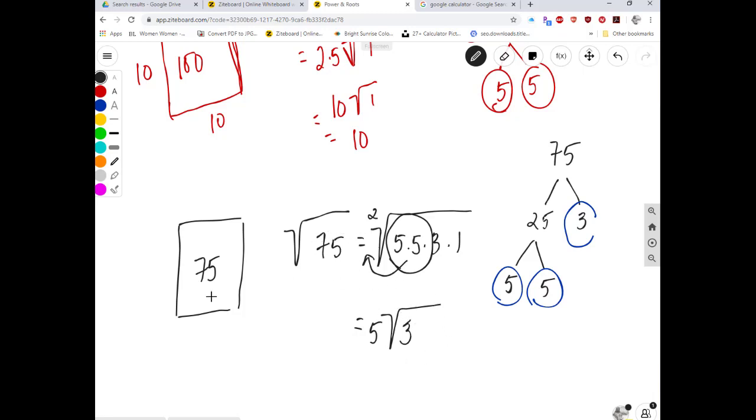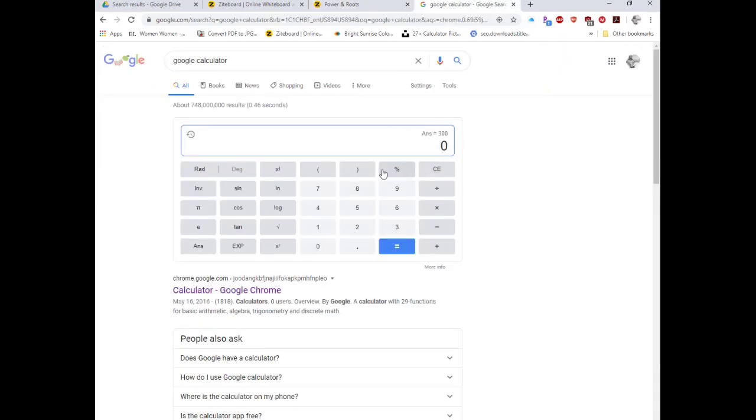And what does this mean? It means that this length is 5 radical 3, and this length is 5 radical 3. And I can even prove it to you using my Google calculator, right? Because 5 radical 3 squared should give me 75. So let's go here. I've got 5 radical 3 times itself equals, I get 75, right?